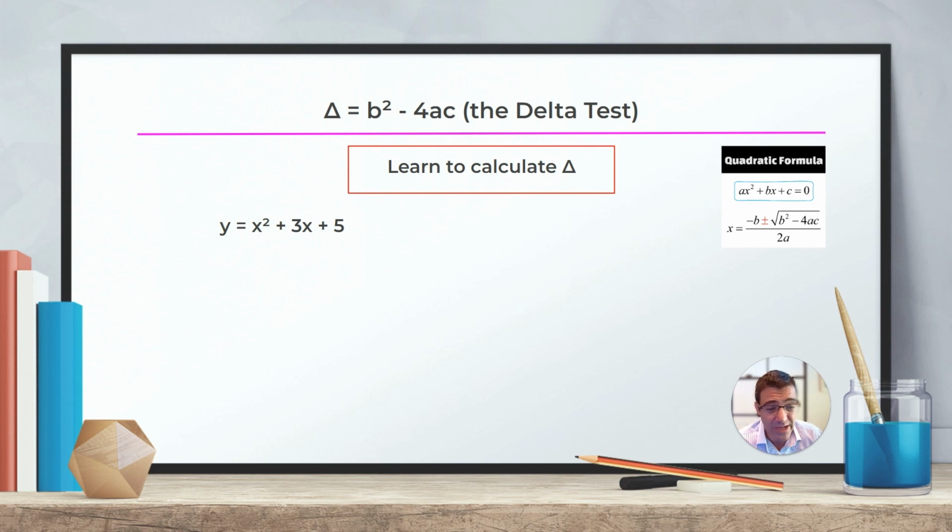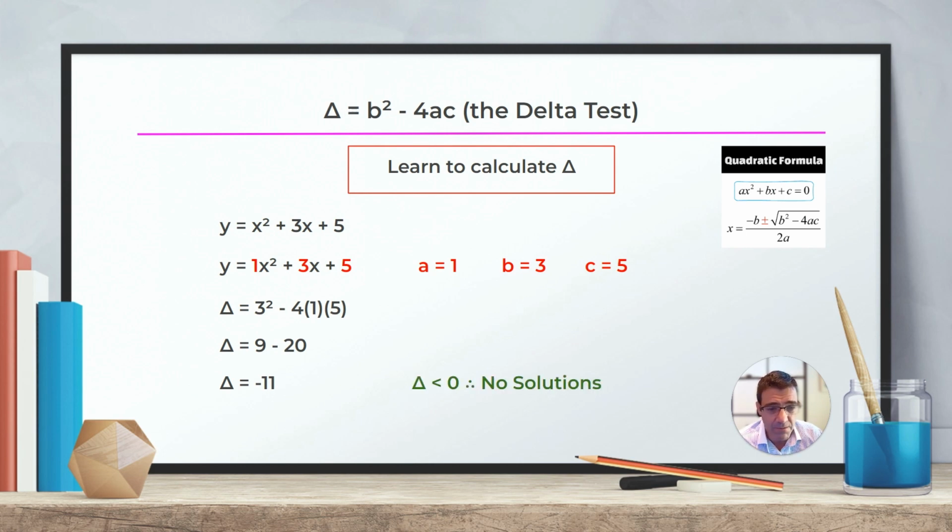X squared plus 3x plus 5. Okay, so a is 1, b is 3, c is 5. Seems reasonable. And so we're going to do 3 squared, which is 9, minus 4 times 1 times 5. So 3 squared minus 20. So 9 minus 20. That's negative 11. Oh, that's a negative square root situation. Delta is negative and we'll have no solutions.